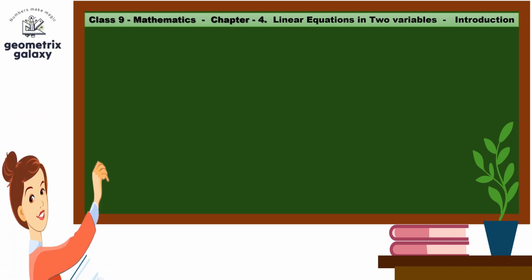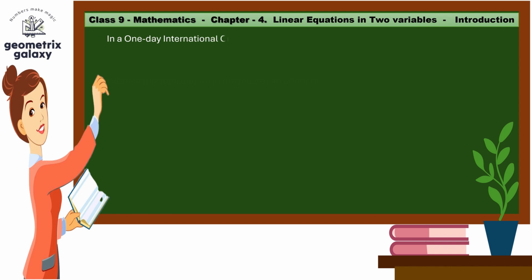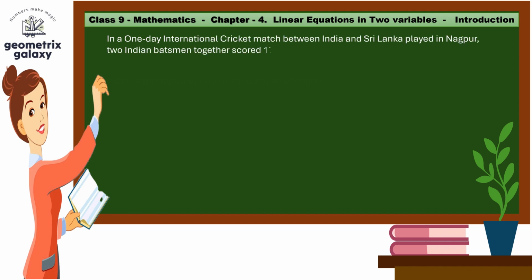Now, here is a question for you. In a one-day international cricket match between India and Sri Lanka played in Nagpur, two Indian batsmen together scored 176 runs. Express this information in the form of an equation. Can you guess, students? What is the equation? How many variables are you going to use? What are the unknown factors here?